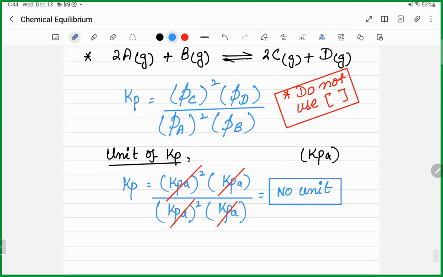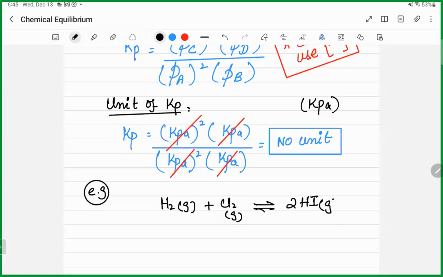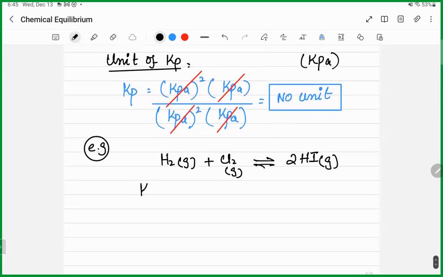ठीक है, क्लियर? तो can you write down the Kp? Can you write down the Kp expression for this example? H2 गैस प्लस चलें Cl2 गैस कर लेते हैं, it's a reversible reaction. ठीक है, forming 2HI in a gas form. Can you write down the expression of Kp for this one, beta, and find out its unit? Unit तो शायद कोई ना हो. Okay, write down the expression of Kp.